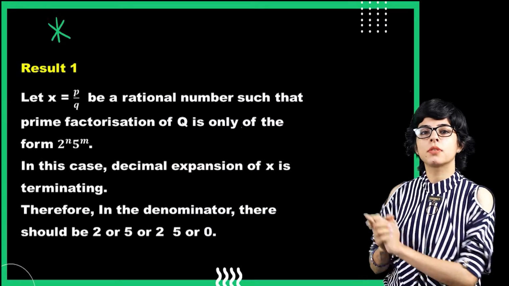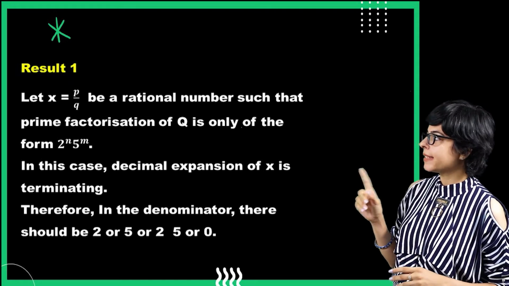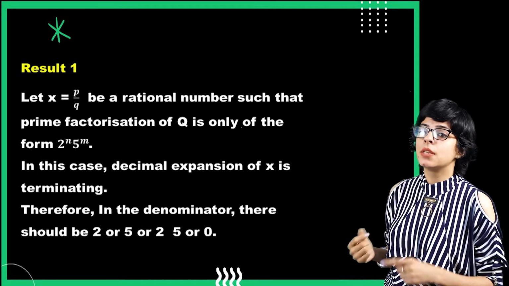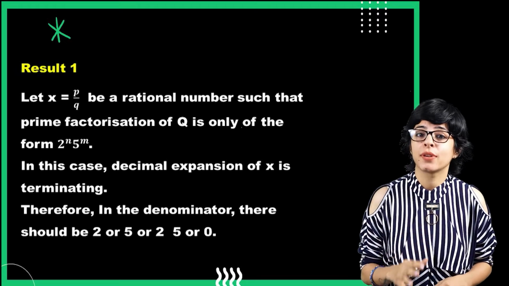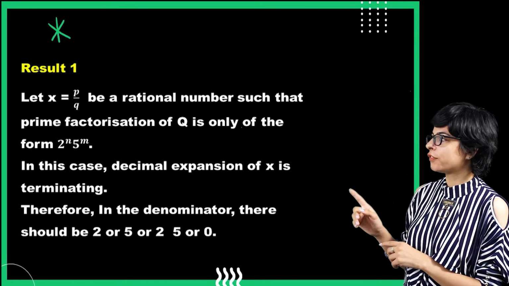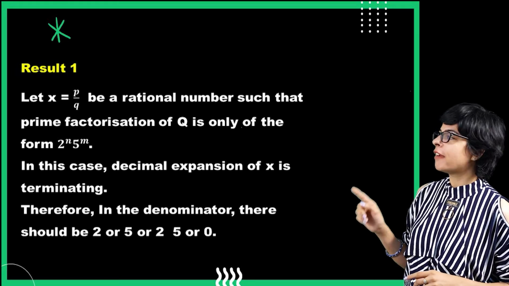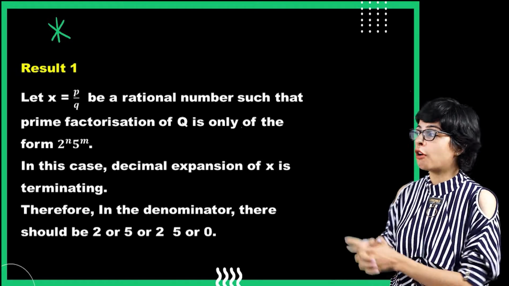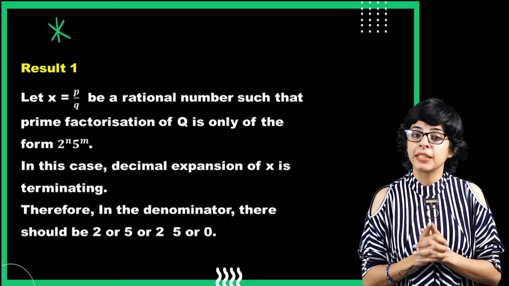But how do we come to the result of the same? Alright, so let us discuss it result by result. The result one says that let x equal p upon q be a rational number such that the prime factorization of q, that is the denominator, is only of the form 2^n 5^m, alright, then the decimal expansion of x is terminating.